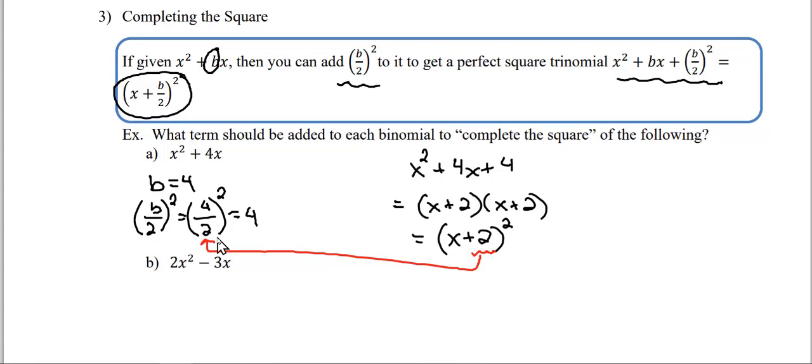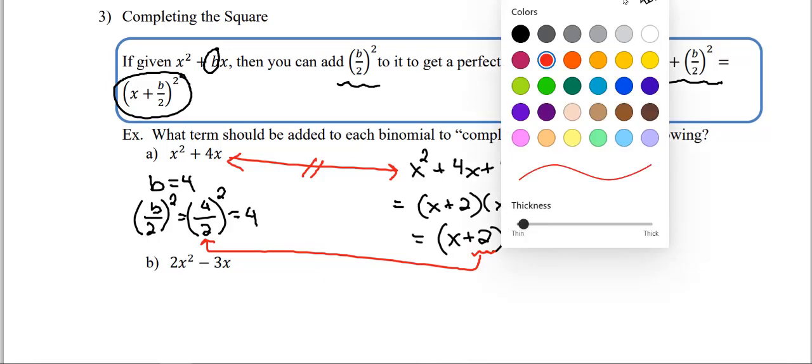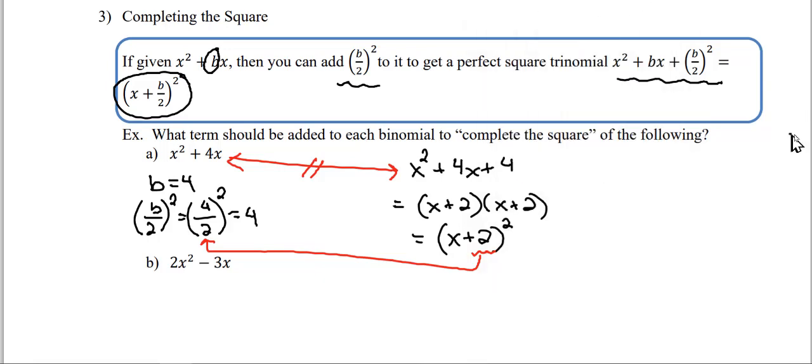One other thing that's really important. These are not equal to each other, right? We added 4 to this one, so we have changed that. That's going to be an important thing when we start solving these. Let's go ahead and look at another example here.